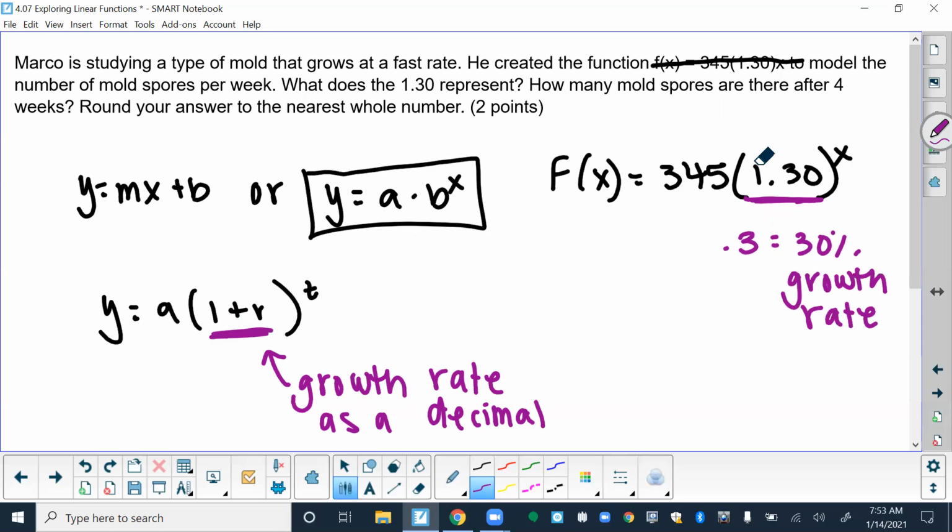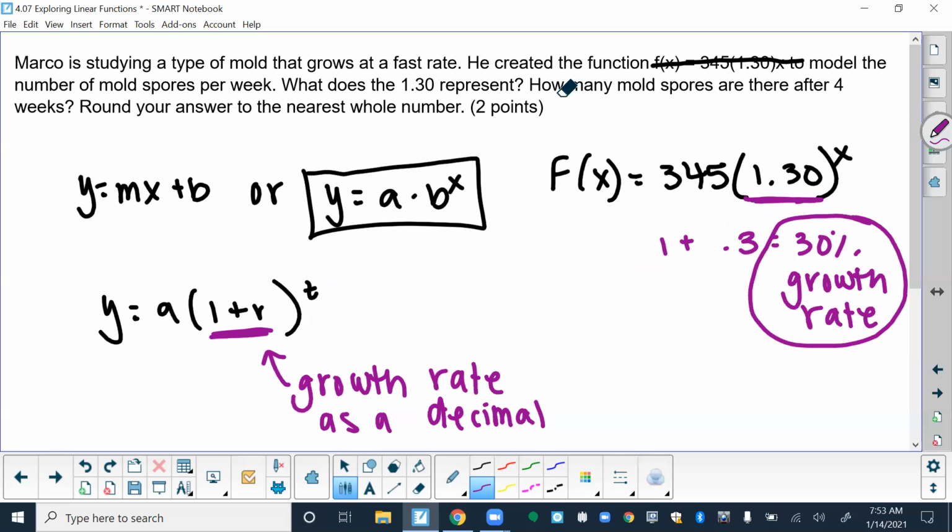And the fact that it's greater than 1 tells us that it is the growth formula because we're adding 1. If it was decay, it would be 1 minus the growth rate. So the 1.30 represents the 30% growth rate.